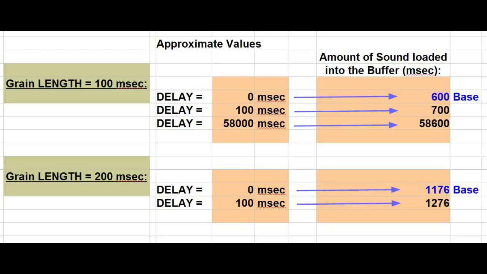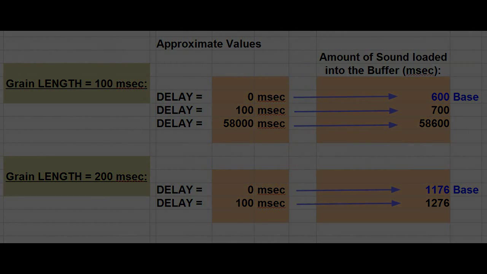You see that there is a base amount depending only on the length of the grains, for example 600 milliseconds at a grain length of 100 milliseconds, and this base amount is simply added to the delay time. The result is the amount of sound loaded into the buffer.